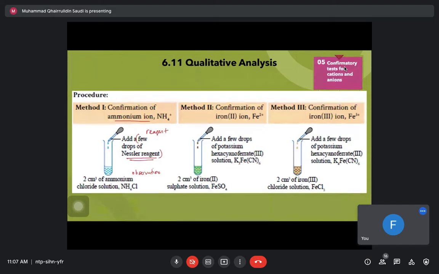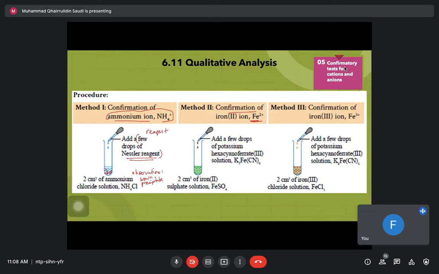So when you want to test for confirmation of ammonium ion, you will add a few drops of Nessler's reagent, and your observation is that there will be a brown precipitate. So when a brown precipitate forms, your conclusion is you can confirm that there is the presence of ammonium ion. Okay, next one, to confirm the presence of iron 2.